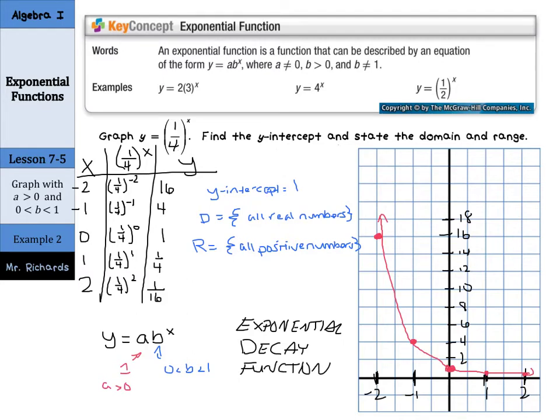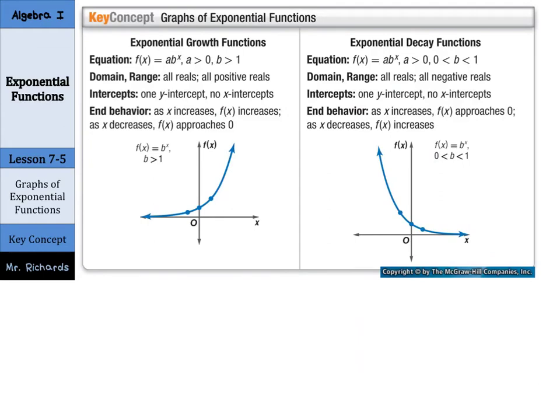The first example, as our x's got larger, our y's grew exponentially. In this example, as our x's get larger, our y's decrease exponentially. Those are our two types here of exponential functions. And here is a great summary box of the two examples we've just done. Exponential growth functions, you can tell as our x's increase, our function also increases. As x decreases, our function approaches 0 but never crosses it. For our decay questions, as our x increases, our function, our y, approaches 0 but again never crosses. As the x decreases, f of x increases.